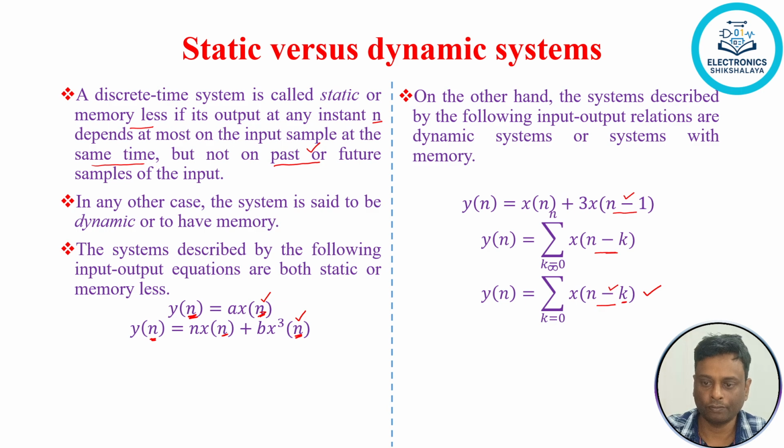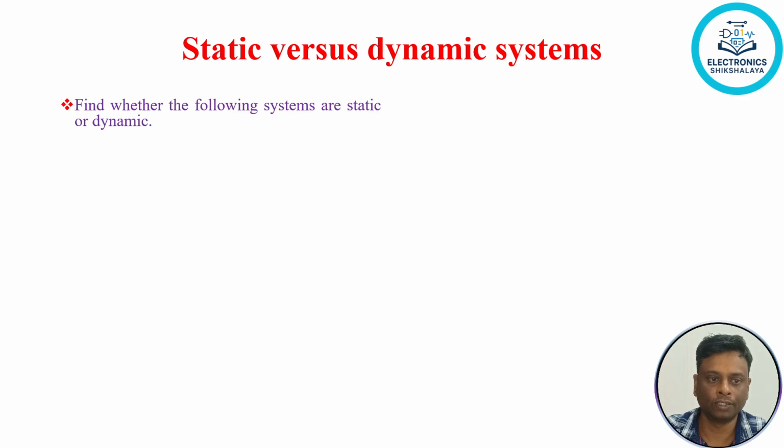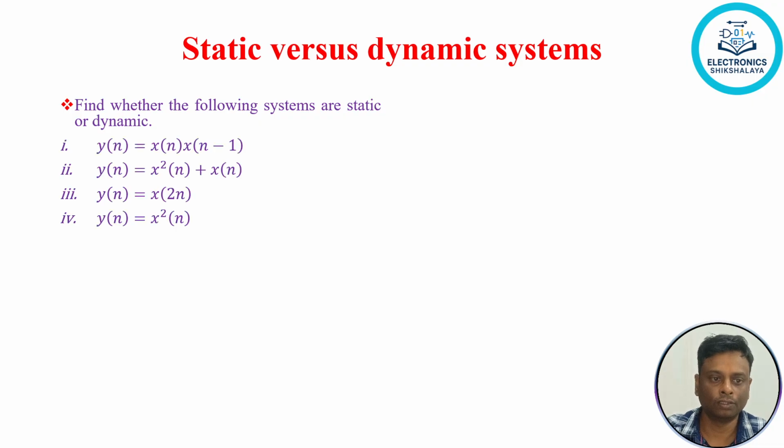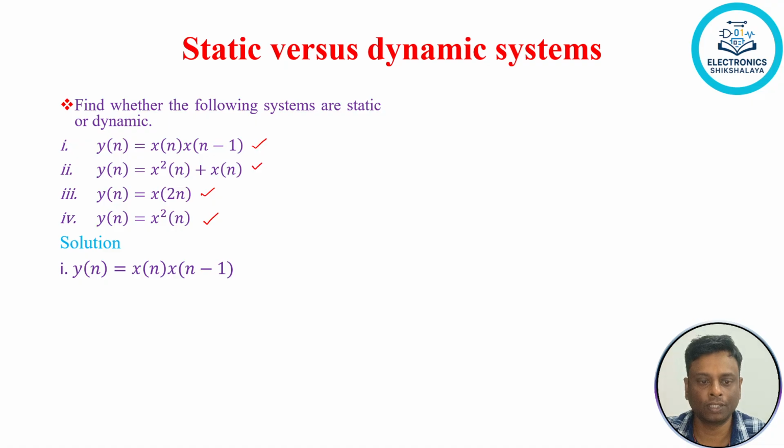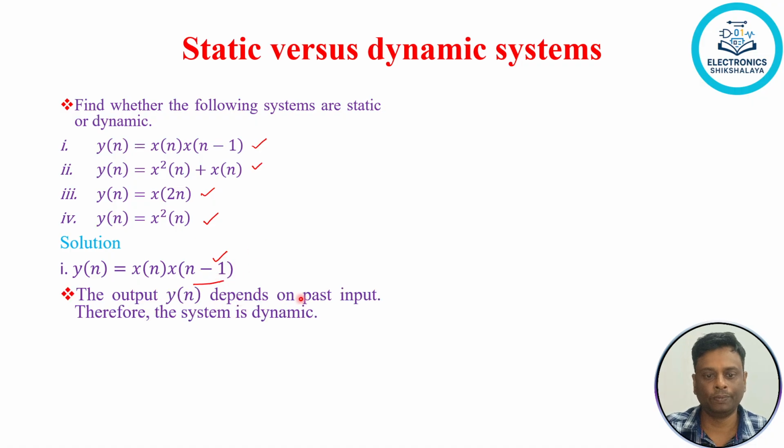Let us see some examples. Find whether the following systems are static or dynamic. There are 4 questions, and we will solve them one by one. The first one is y of n equals x of n into x of n minus 1. It depends upon the past values of the input, since x of n minus 1 is there. Therefore the system is a dynamic system. This y of n depends on the past input values, which is why the system is dynamic.